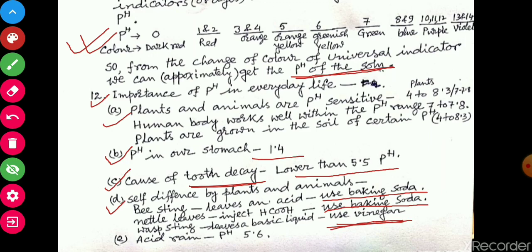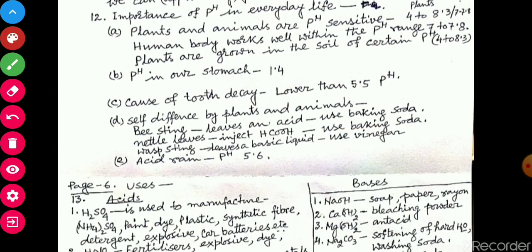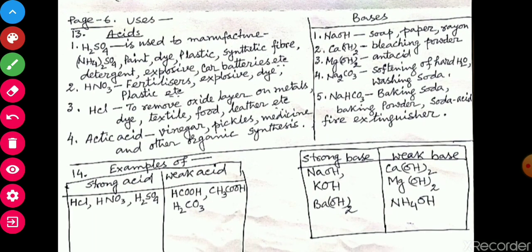Acid rain. When the first rain of the monsoon makes the water pH 5.6, it is called acid rain. Now, uses of acids and bases.